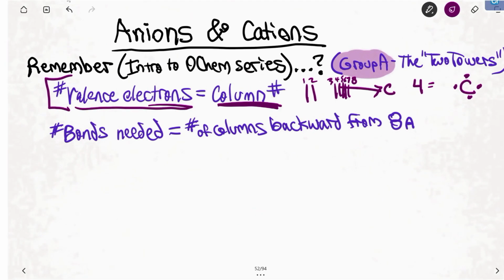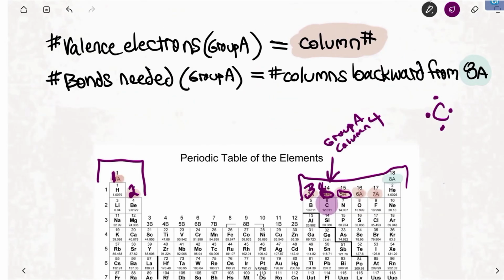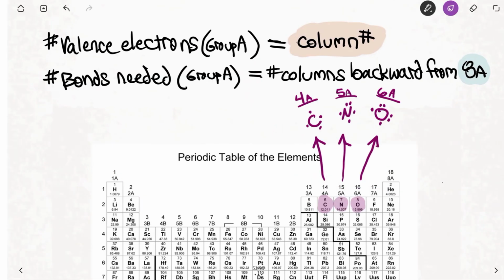Now, let's look at the periodic table and actually get a visual of this. What about let's look at oxygen right here. Okay, oxygen is in column 6. So oxygen has 6 valence electrons. 1, 2, 3, 4, 5, 6. And remember, you got to put them one around each side of the element first, and then you circle back and put any leftover electrons, double them up.